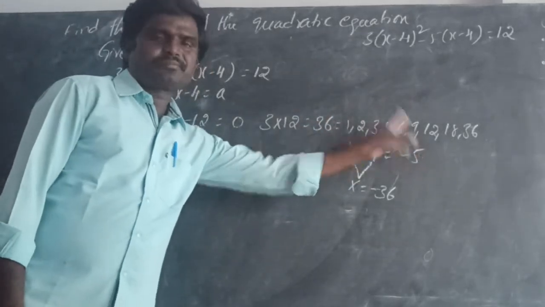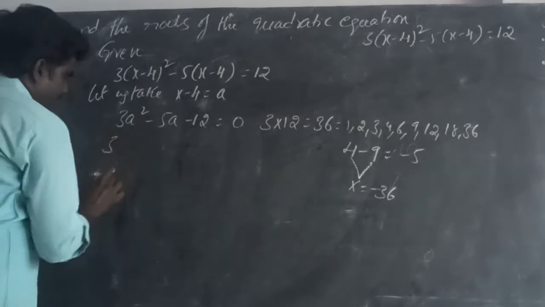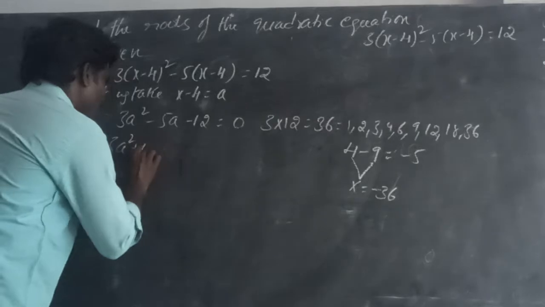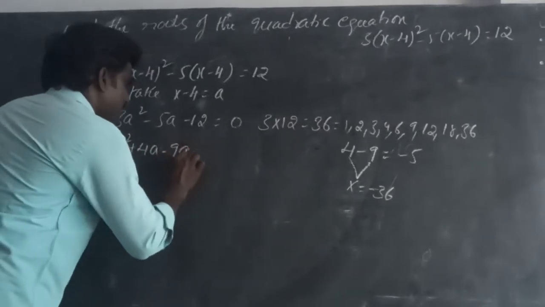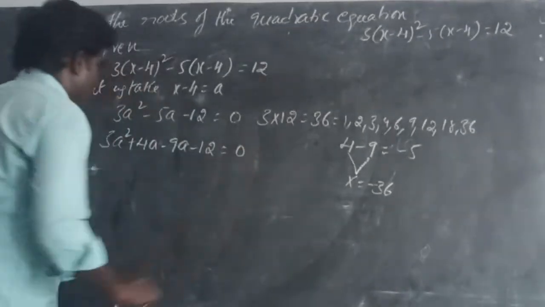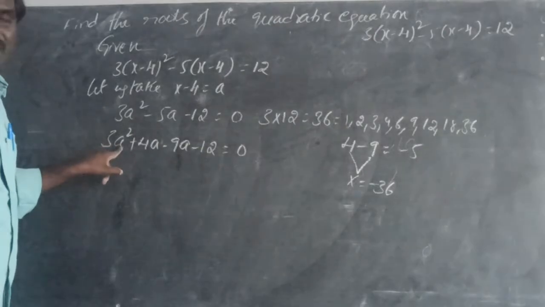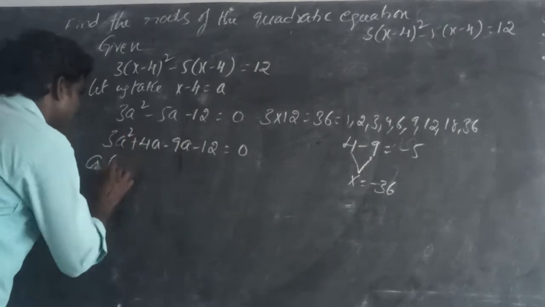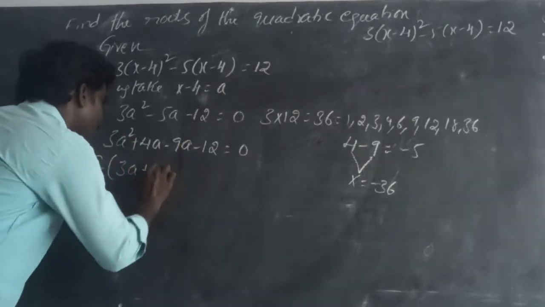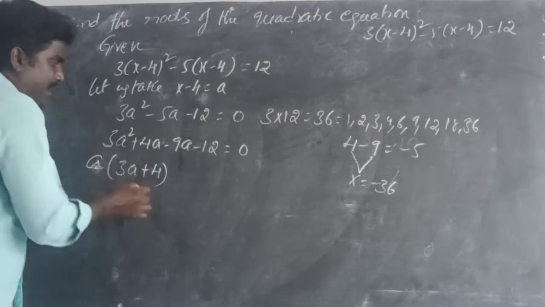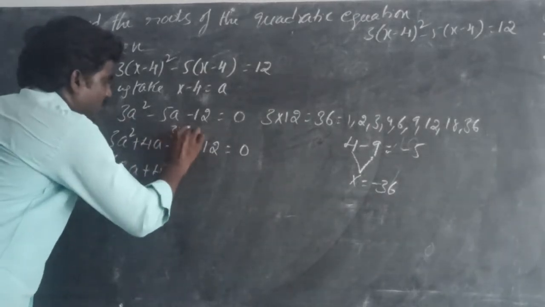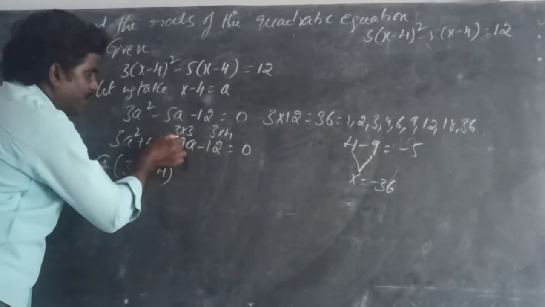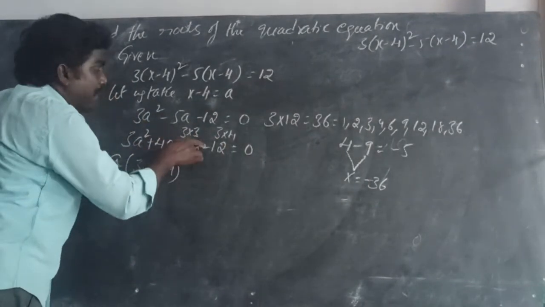So 4 and 9 are the factors satisfying this. In the place of minus 5a, we write 3a² + 4a - 9a - 12 = 0. In 3a² and 4a, what is common? a, so a is taken outside. What remains? 3a + 4. For the next two terms, 9 is 3 into 3 and 12 is 3 into 4, so minus 3 is common.